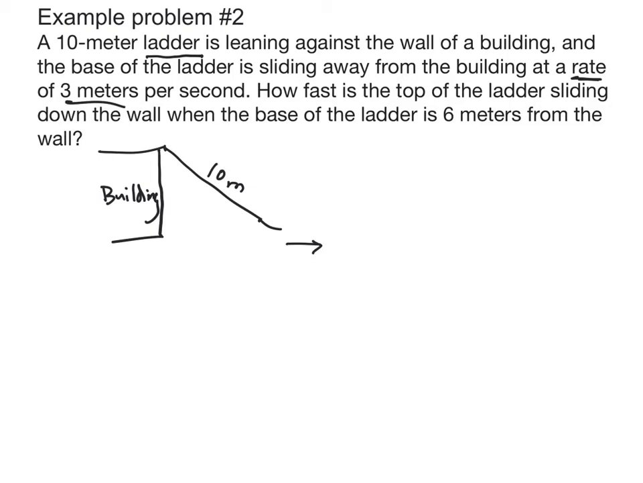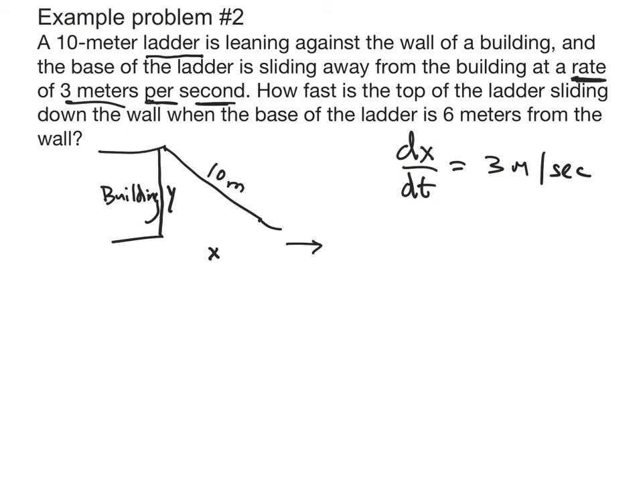How fast is the top of the ladder sliding down the wall? Okay, so I'm going to put some labels here. It's convenient to call this the x direction, and the wall itself the y direction. If it's sliding at a rate of 3 meters per second, that means in the x direction, and it's per second, so it's dx/dt, it's going at 3 meters per second. There's that rate of change. Once you see that word rate, once you see something per something, that's very useful for you.